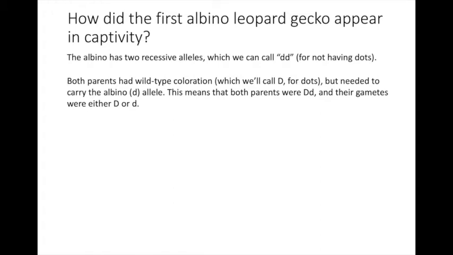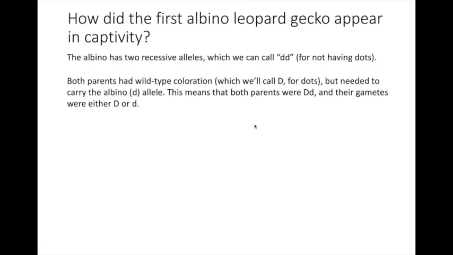To know about how the first albino leopard gecko appeared in captivity, and it actually made a lot of money for certain people, you have to understand that the albino has those 2 recessive alleles. In this case, I just call them DD for not having dots. If I called it A for albino, well, really, the recessive condition is albino, not the dominant condition.